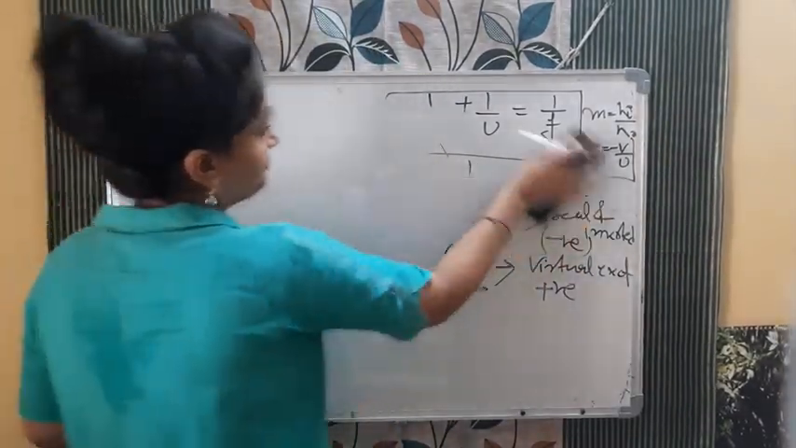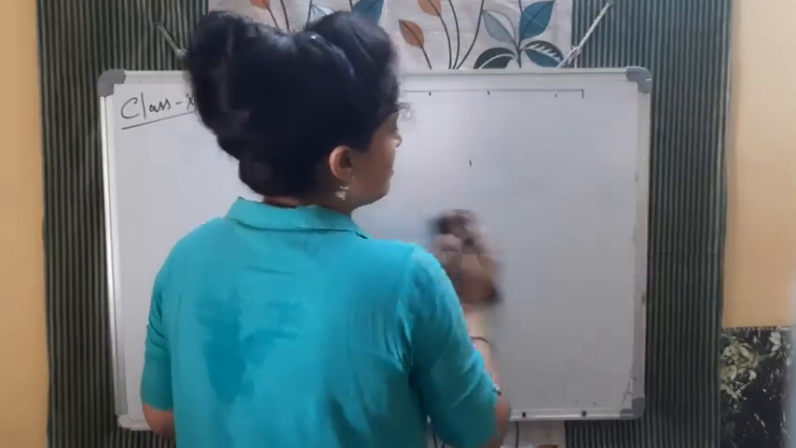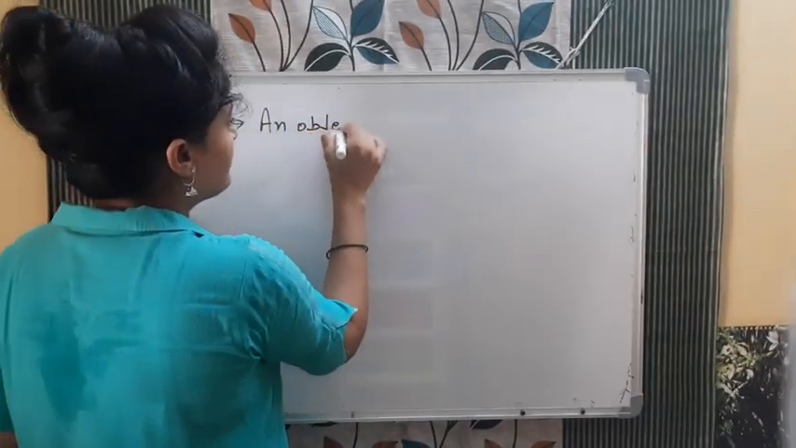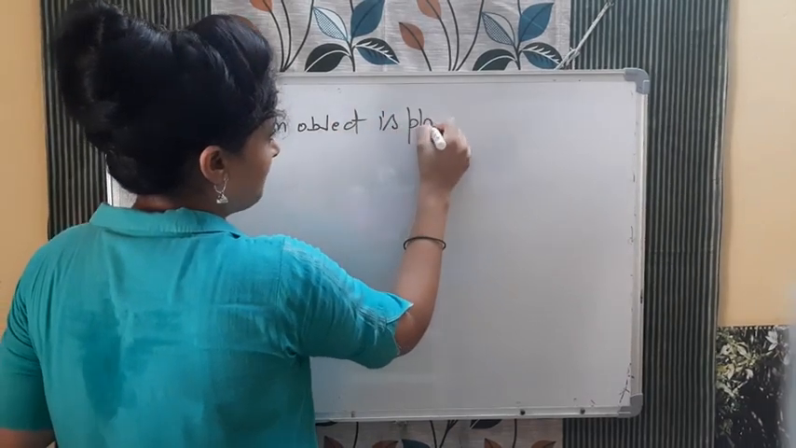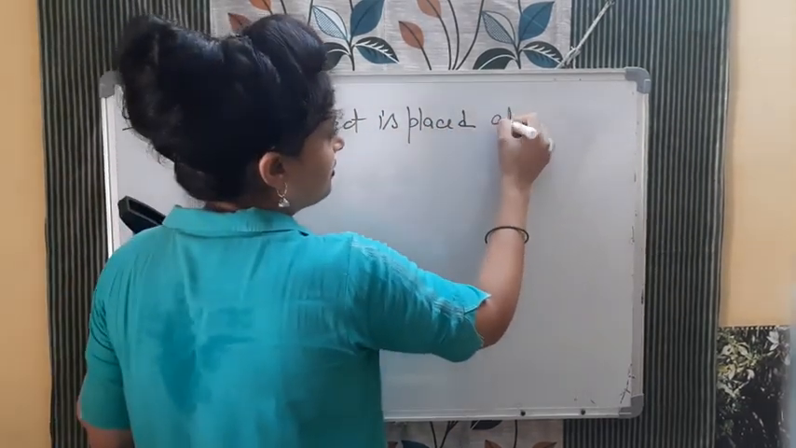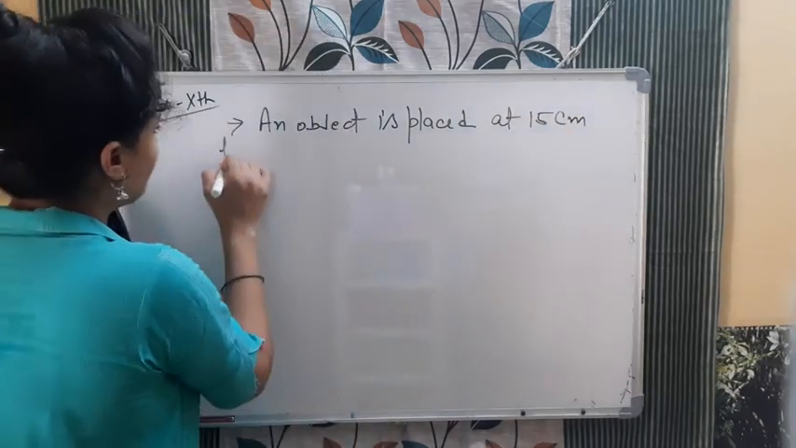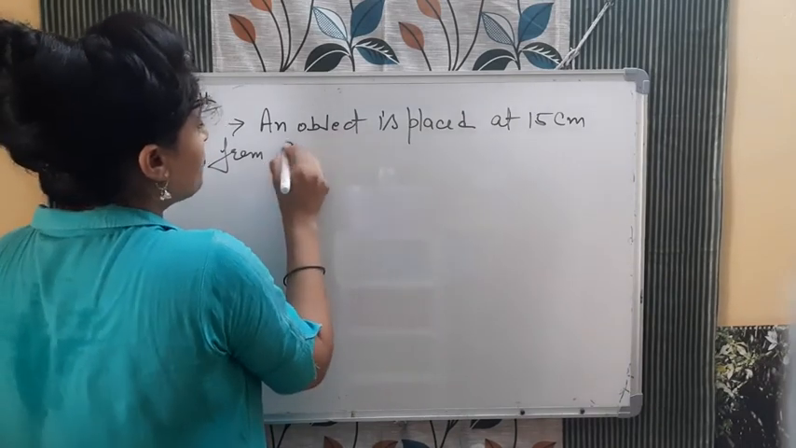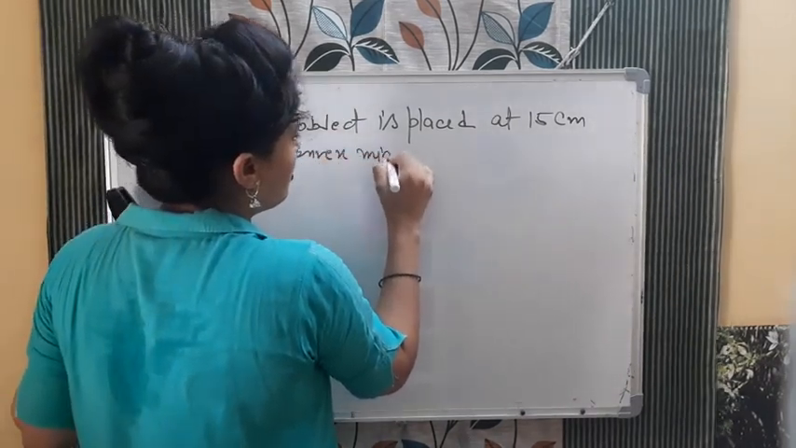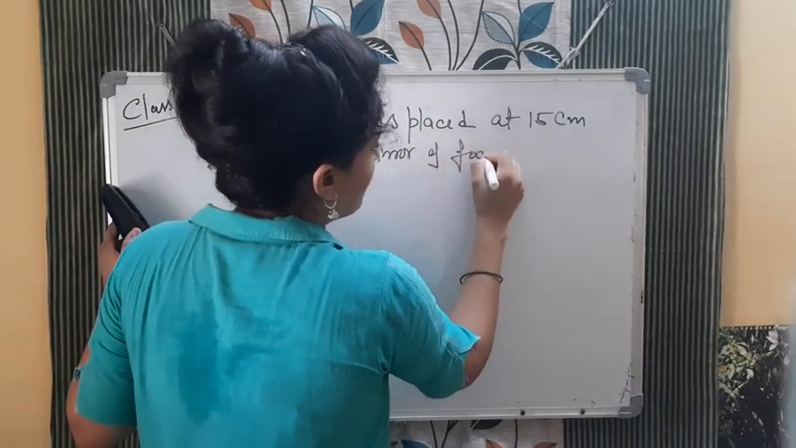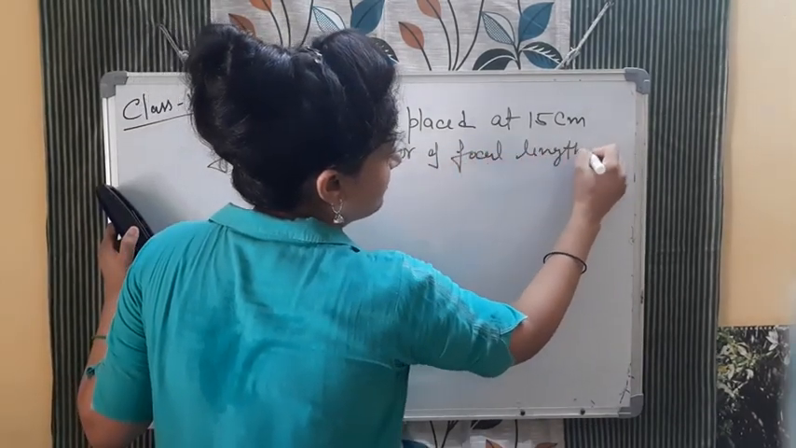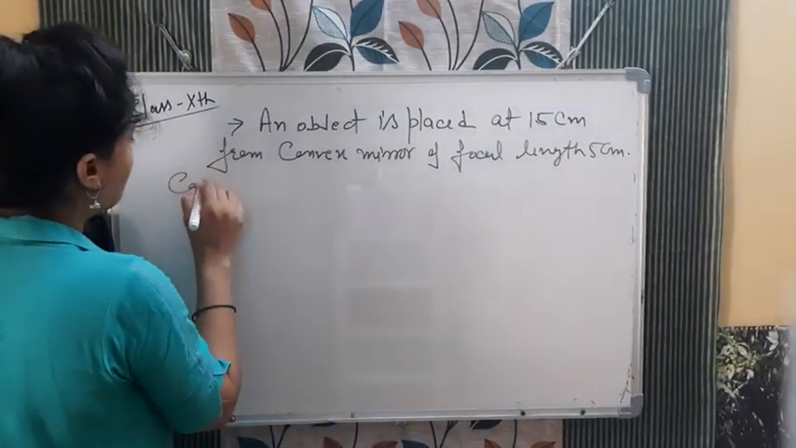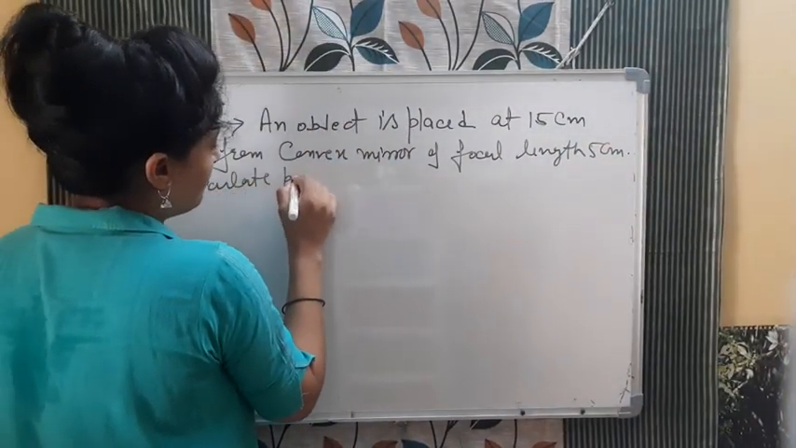Yes, let's take the first numerical, a simple numerical. Okay, so an object is placed, very simple question. An object is placed at 15 centimeter from the pole, 15 centimeter from a convex mirror of focal length 5 centimeter. Calculate the position of image.